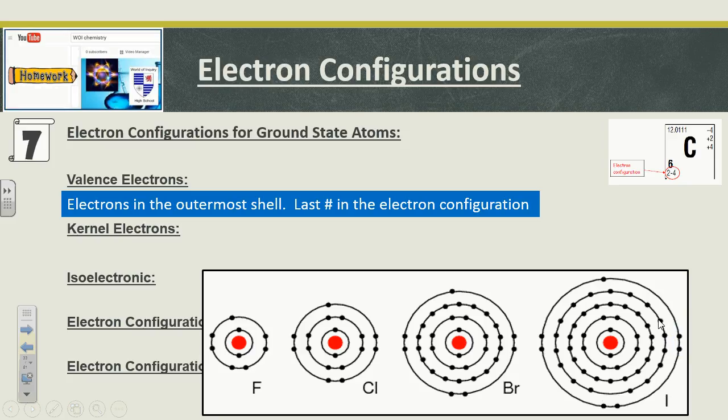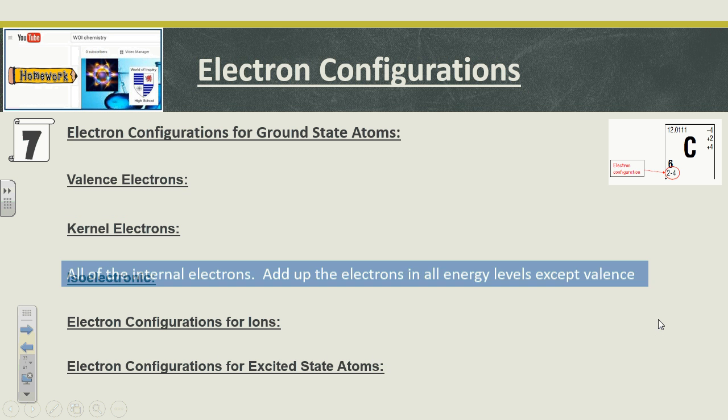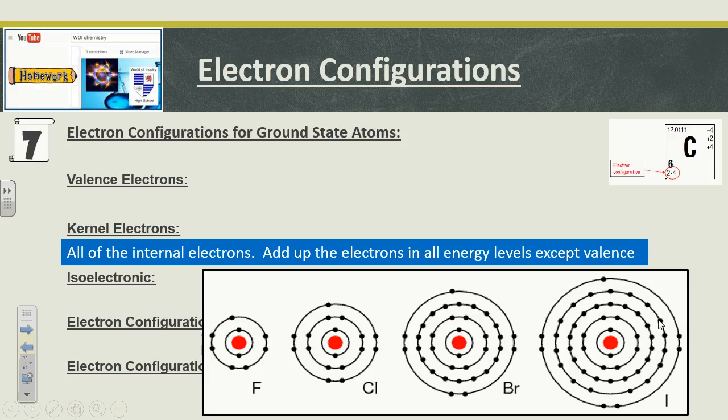Okay, the last number in my electron configuration in the picture here for carbon is 2-4, so it has 4 valence electrons. Kernel electrons are all of the inside electrons. Now these don't do anything, but let's look at bromine, for example. If I total up all of these non-valence electrons, all the ones on the inside here, those are what are called the kernel electrons. It's kind of trivial, to be honest with you. I'm going to make sure you know what it means, but we're not going to use it too much, I promise, so it won't be that complicated.